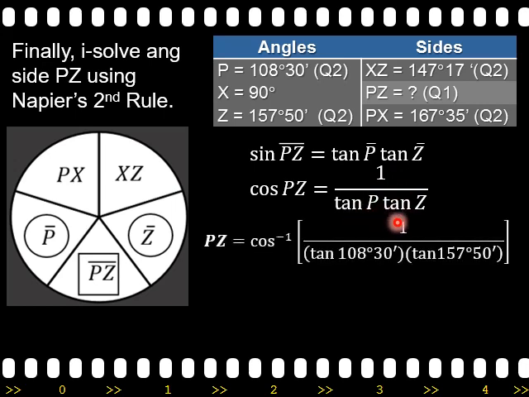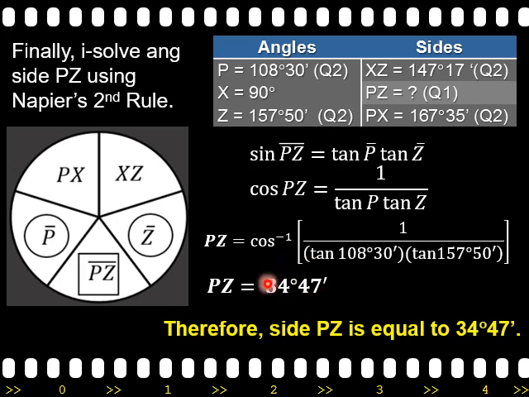So, if we will substitute, you have PZ is equal to the inverse cosine of 1 over tangent 108 degrees and 30 minutes times tangent 157 degrees and 50 minutes. So, makuha natin sagot dito is 34 degrees and 47 minutes. Let's check. Based dito, si PZ dapat nasa Q1. And since yung nakuha nating sagot is nasa Q1, therefore, we can declare this as our final answer. So, side PZ is equal to 34 degrees and 47 minutes.